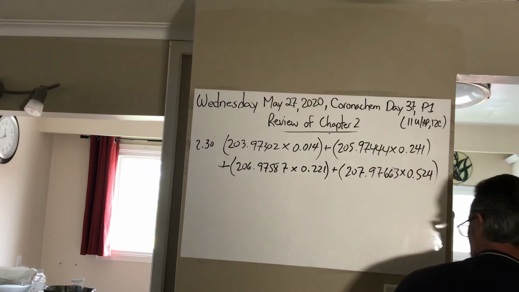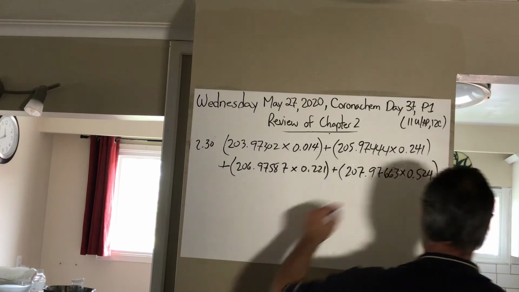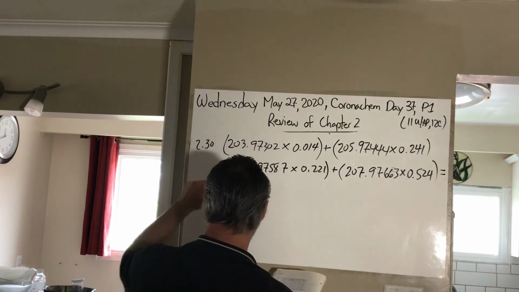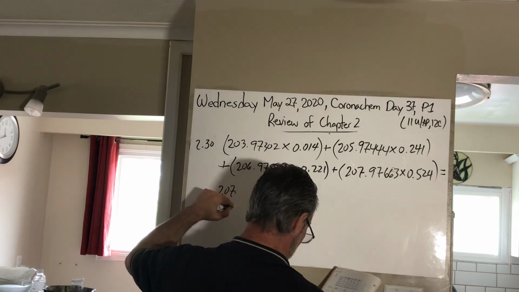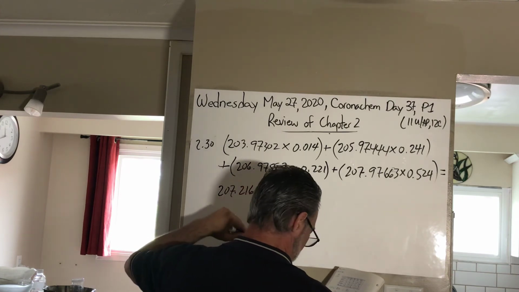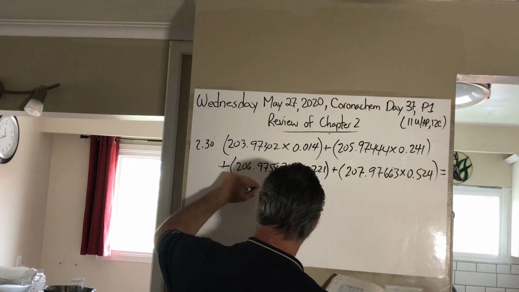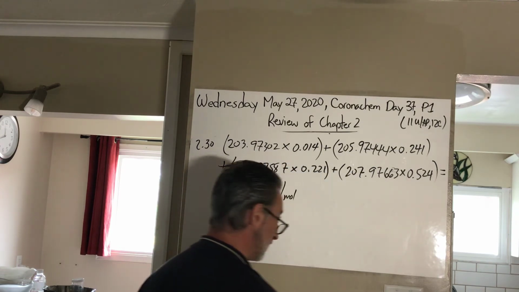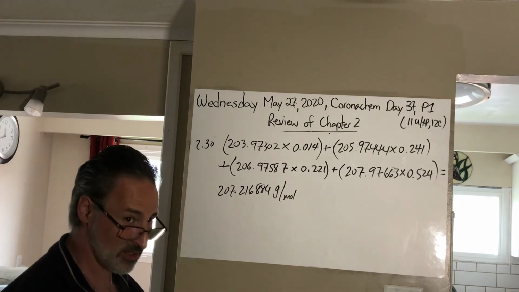So you convert the percentages into decimals, and when you plug it all into your calculator, you get 207.216884 grams per mole as the average molar mass of lead based on that isotopic abundance.